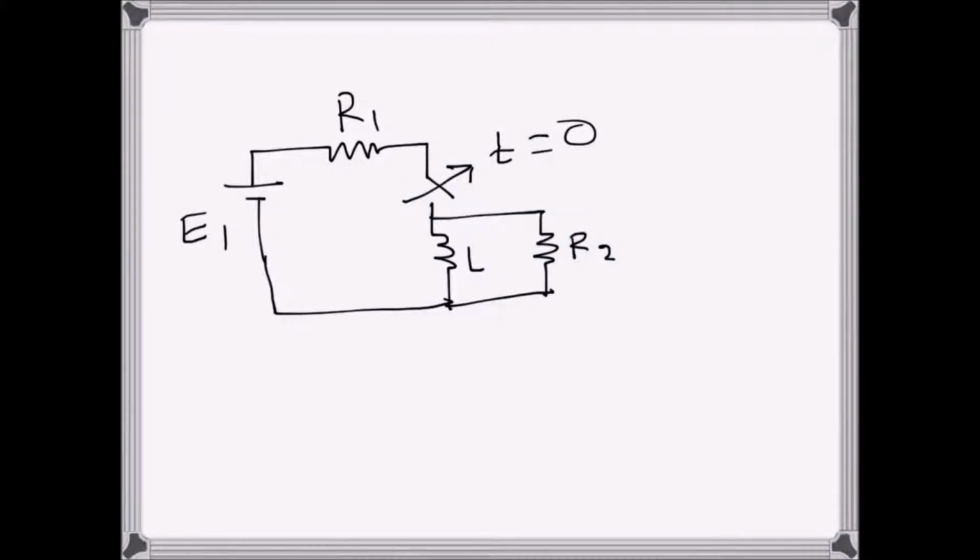This video is sort of part 2 of the previous video. Here, this is again an RL arrangement, and at t equals 0, we see that this switch is open. It was closed for a long while, so the current was at steady state, whatever the current was at t equals 0, and then the switch is suddenly opened. Initially, when the switch was closed, the circuit was like that. So current was flowing in this direction.